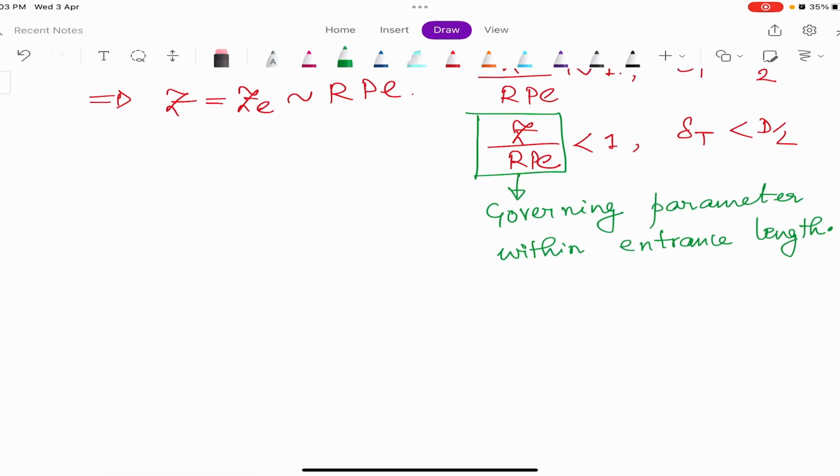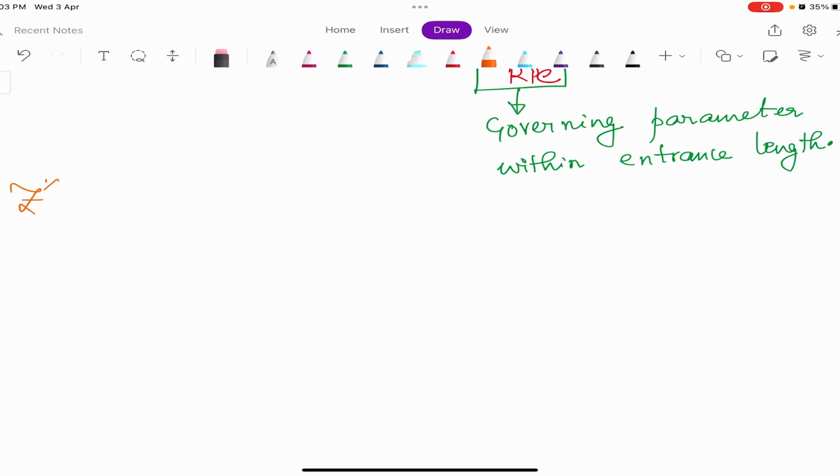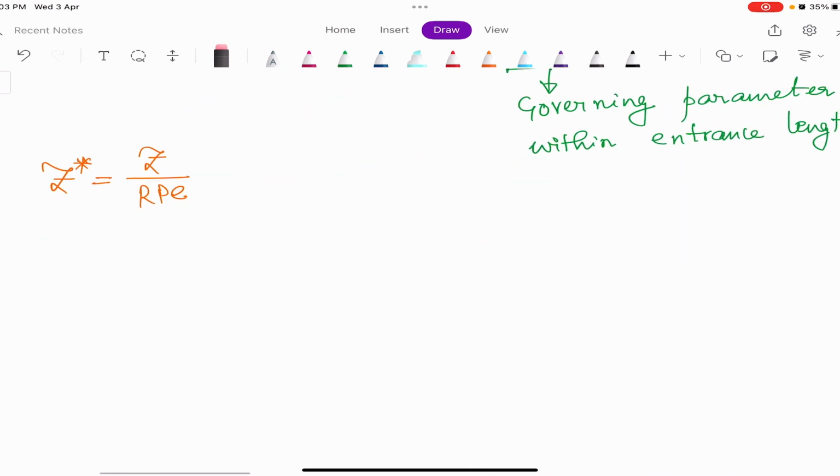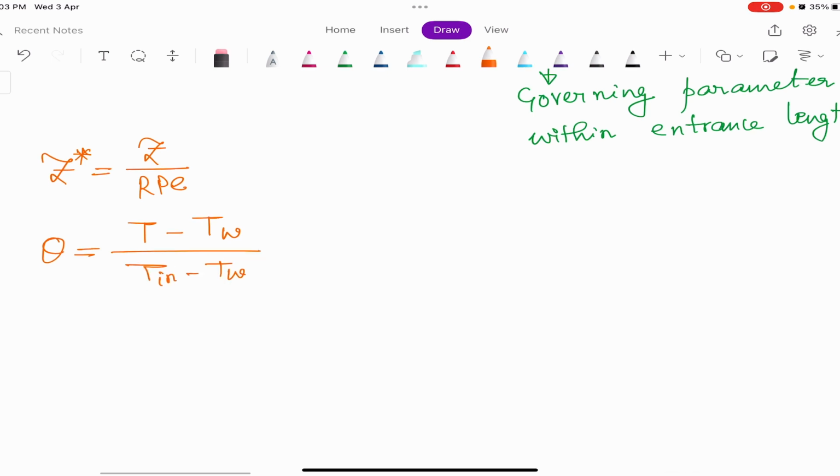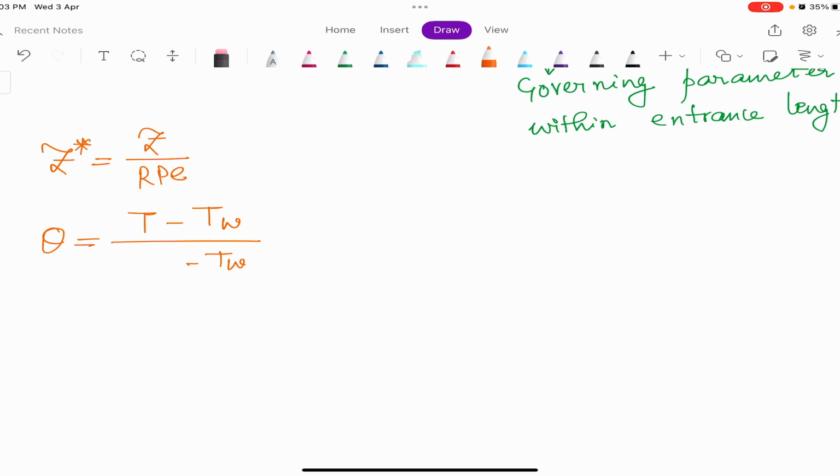So now I can define a non-dimensional parameter, that is z star, and that will be equal to z by Re into Pe, and this Pe is based on D or R, PeR, okay, because the Re was based on R, right? Okay, and also I define a parameter theta, that is the non-dimensional temperature, will be T minus T wall, T in minus T wall, okay, and then also I define eta, that is equal to small r by capital R.